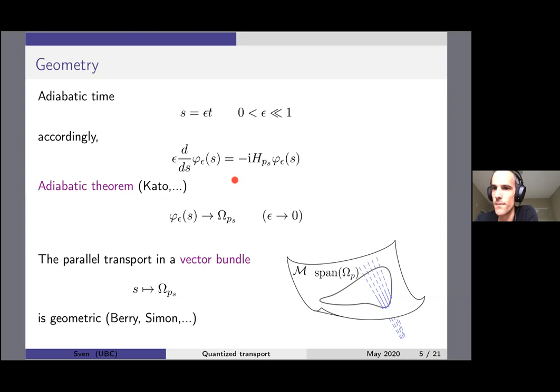That as the parameter epsilon goes to zero, this solution for every time s converges to the instantaneous ground state omega ps. Okay, again, this is provided I start in the instantaneous ground state at s equals zero, p zero, right? So this is exactly what I said: the solution of the driven Schrödinger equation converges to the instantaneous stationary state omega ps.